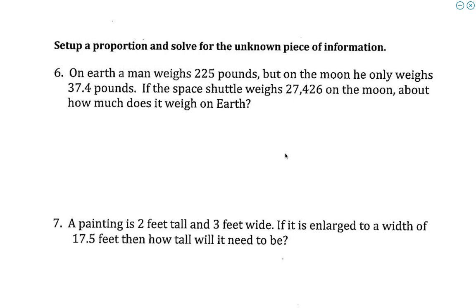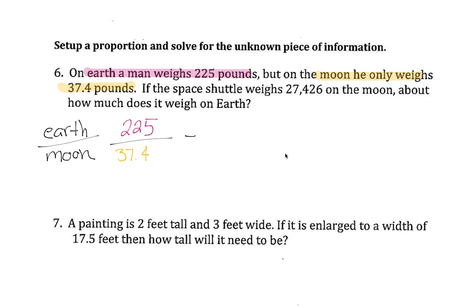All right, some proportion word problems. On Earth, a man weighs 225 pounds, but on the moon, he only weighs 37.4 pounds. So there's the two things that are being compared. We have the man on Earth and the man on the moon. So Earth, moon.